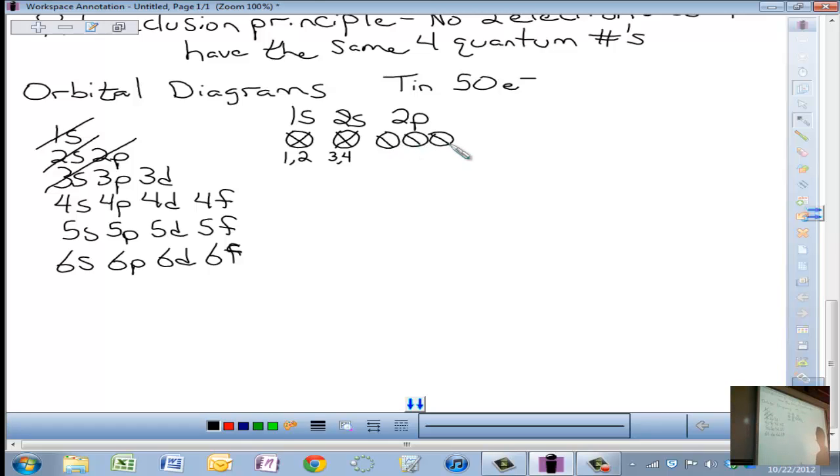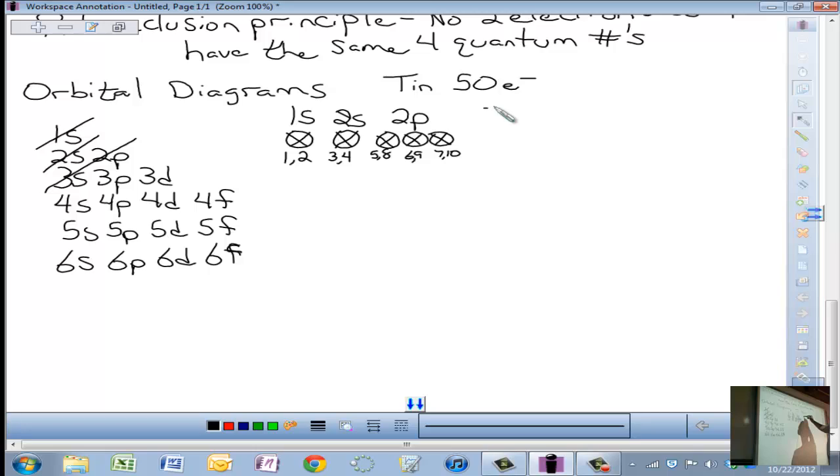Now notice what I did. I put them in each orbital first. That's Hund's Rule. And then I come back. So 5, 6, 7, 8, 9, 10. So we went 5, 6, and 7. We went 8, 9, and 10.